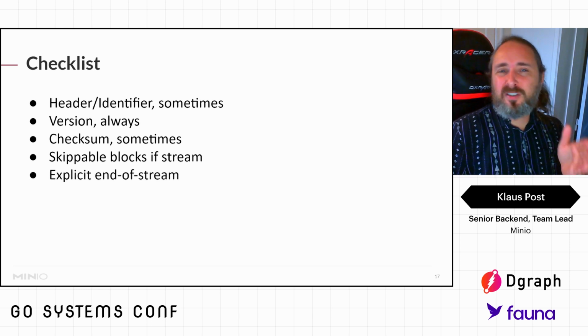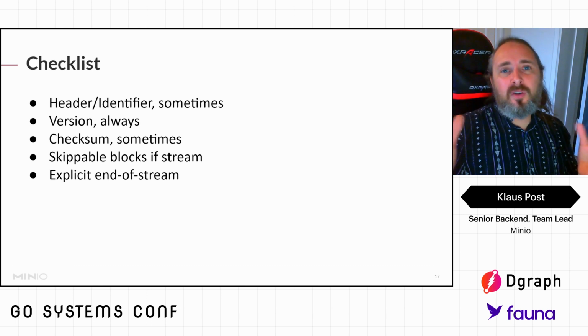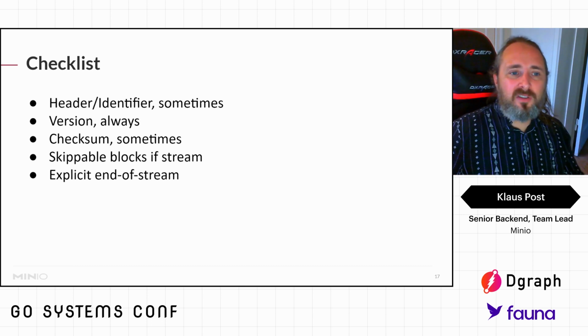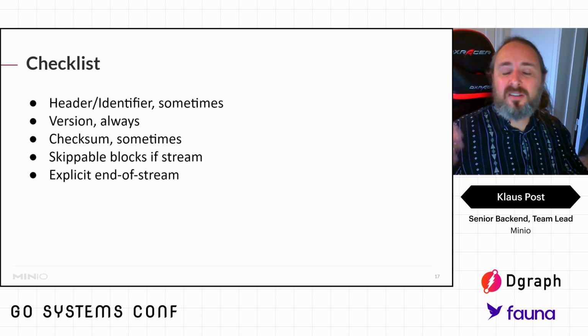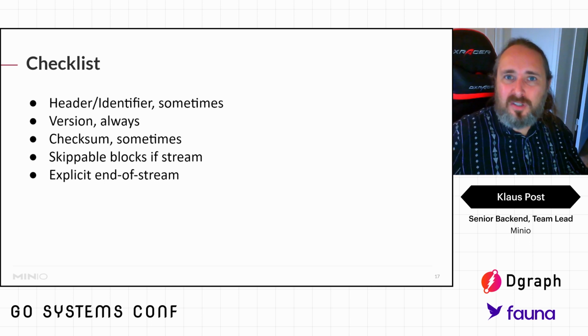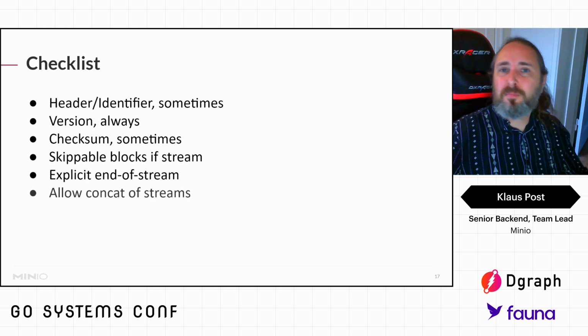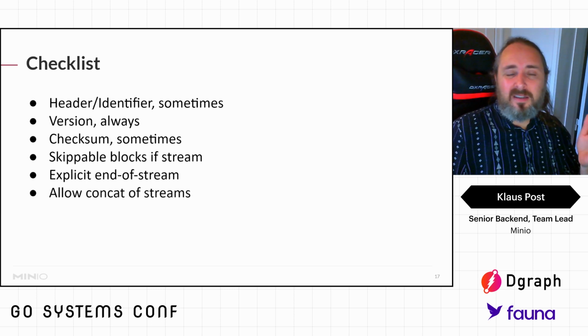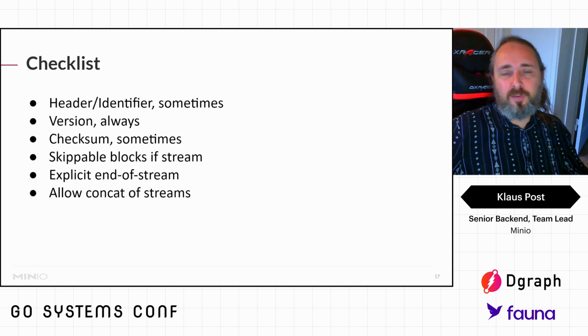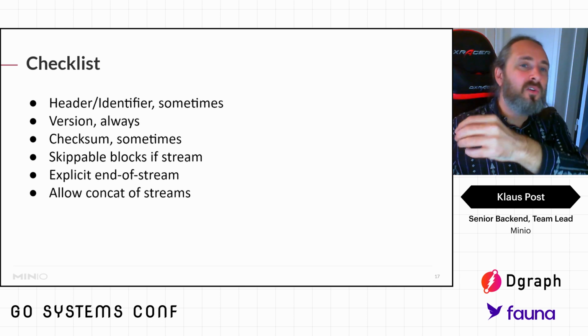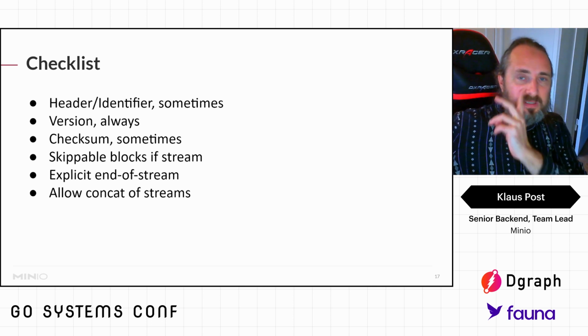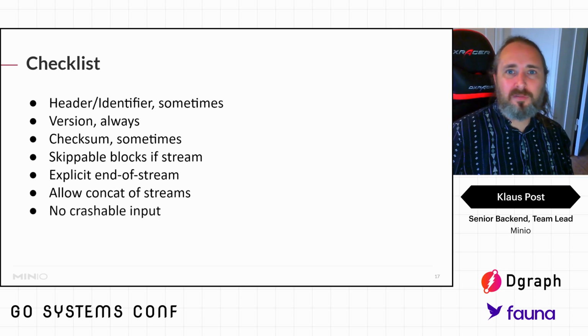Try always to have an explicit end of stream. That way you know your input hasn't been cut off and you're simply landing at the end of an object or whatever. So don't rely on end of file being the end of the stream. Otherwise, you might get into situations where you think you have the entire stream, but you don't. Allow concatenating different streams. So even if you have a full stream, allow a new stream to be appended to it and the parser being able to continue from there.